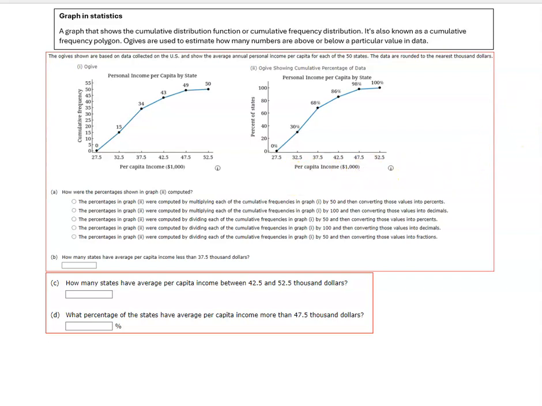It says, how were the percentages shown in graph 2 computed? These are choices that I think are kind of wacky. So one strategy I use, I look at these and I try to start reading and see where the words change. You'll notice everything is exactly the same up until this word, multiplying and dividing. So everything's the same before that. So you're basically saying to yourself, am I going to multiply or divide something?